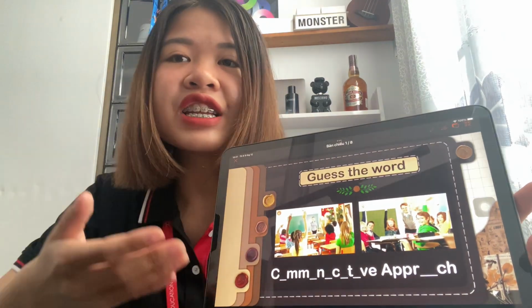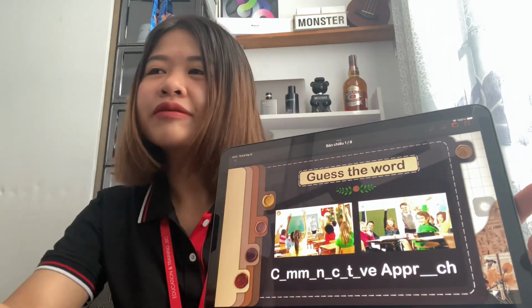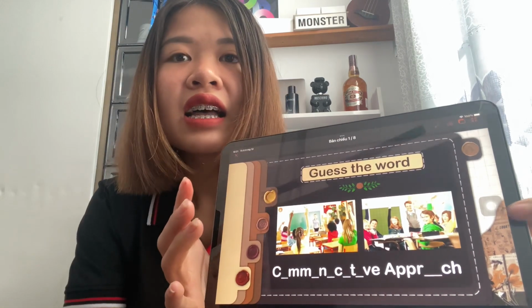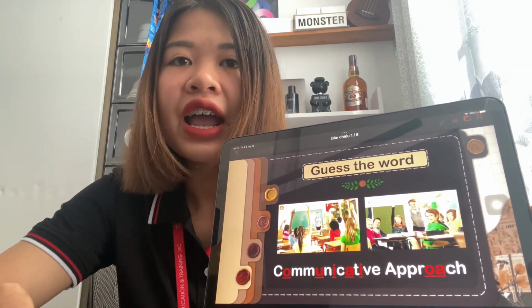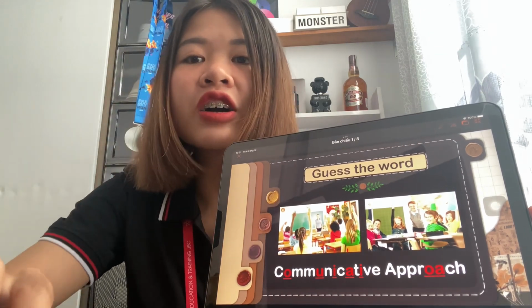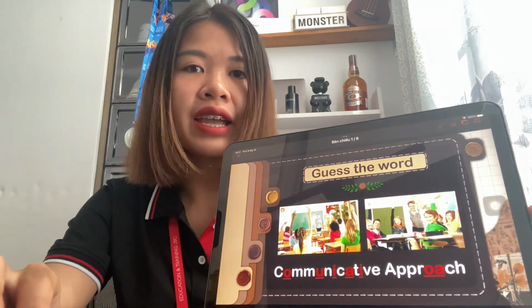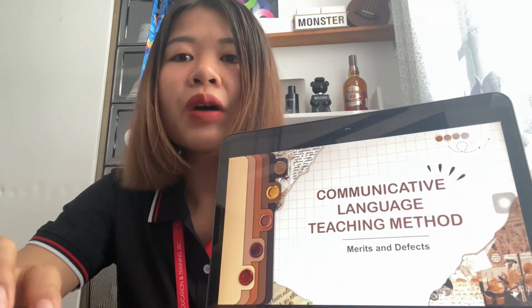Okay, as you can see the picture on the screen, what comes to your mind? Anyone? Yes, very good. You got it right. Communicative approach is the correct answer. And now that you have answered correctly, what do you think? What is the topic for today? Yes, it's all about the communicative approach.